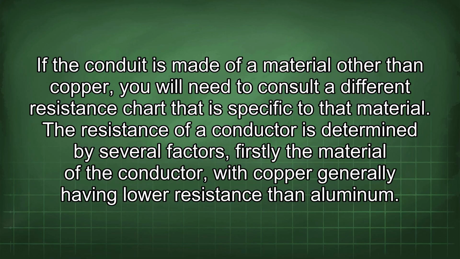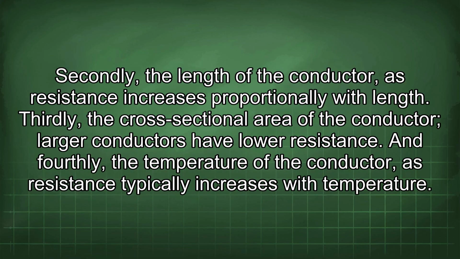The resistance of a conductor is determined by several factors. Firstly, the material of the conductor, with copper generally having lower resistance than aluminum. Secondly, the length of the conductor, as resistance increases proportionally with length. Thirdly, the cross-sectional area of the conductor. Larger conductors have lower resistance. And fourthly, the temperature of the conductor, as resistance typically increases with temperature.